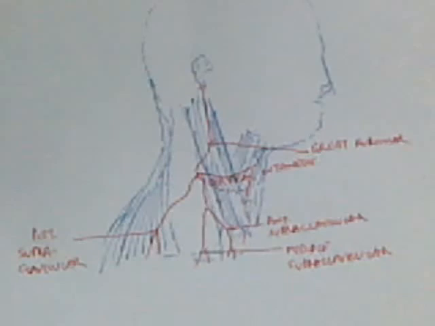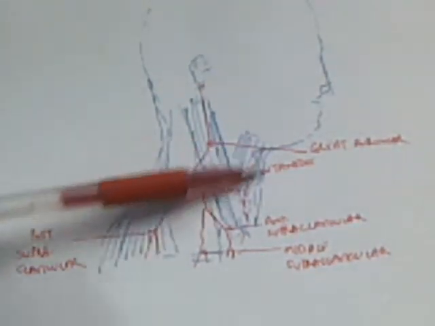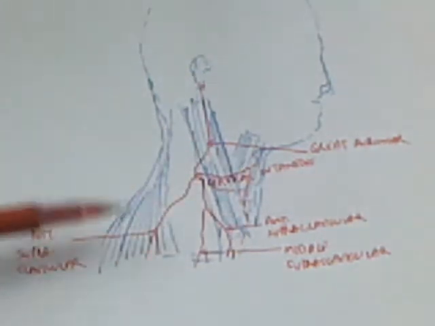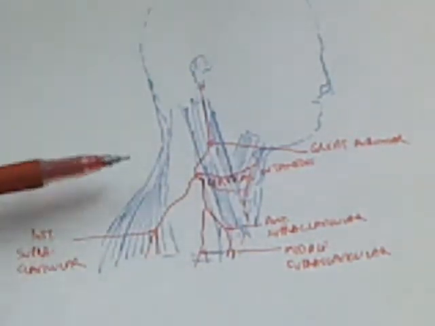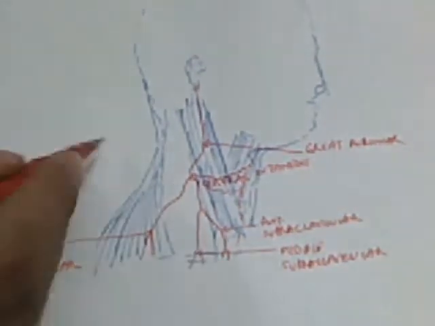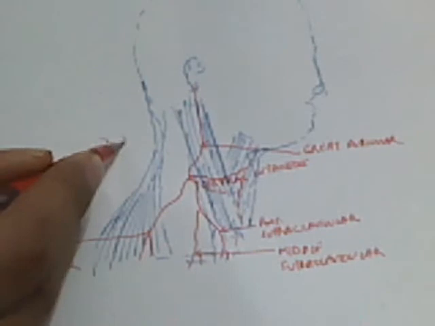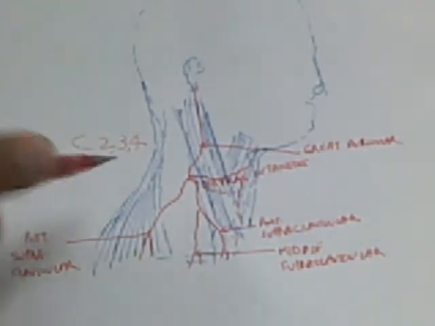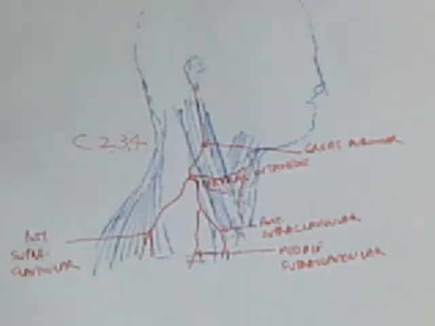The skin of the neck is supplied by the second, third and fourth cervical nerves. So this entire skin of the neck is being supplied by three cervical nerves, that are second, third and fourth.